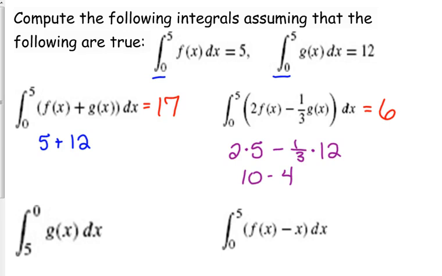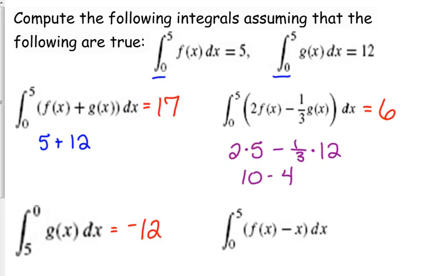Now, we have a property for this third one, the integral from 5 to 0 of g of x with respect to x. What happens when we flip the limits? It just changes the signs. Okay, now in this case it's positive, so it becomes negative. If it were a negative value, then it would become positive.